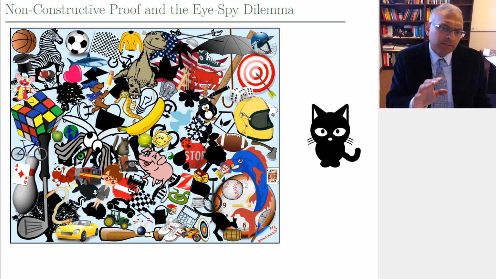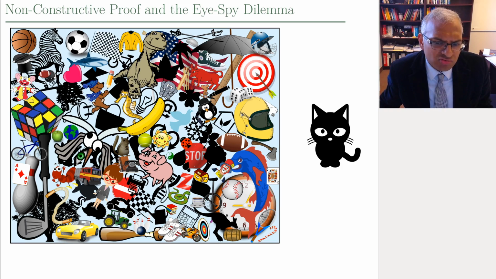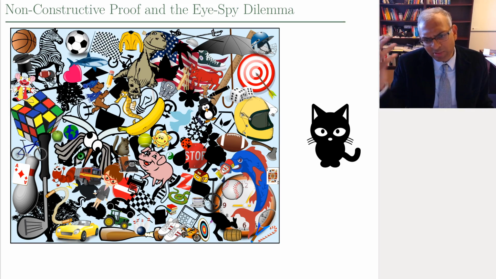Now, here's an example of a non-constructive proof, although you might be wondering, this looks like a kid's picture book. Yes. This is an instance of the game called I Spy, and you may also be familiar with a game called Where's Waldo, where you have to find Waldo in a picture.